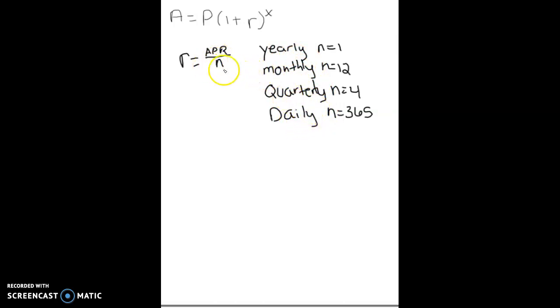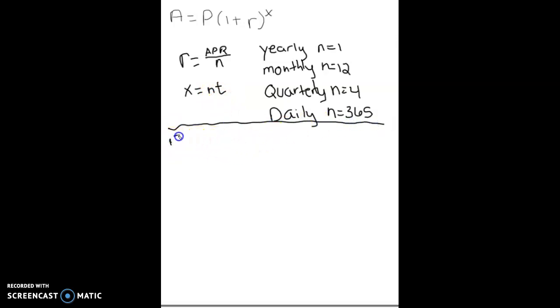You have to use that number in 2 different places in this formula. You have to use it here. You also have to use it in the exponent. The exponent could actually be n times t. And guys, what that means is if I am compounding monthly, that means I'm compounding 12 times, and then t is the number of years that it's doing it. So 12 times each year for that many years. All right, so hopefully that helps. Let's talk about the homework now.